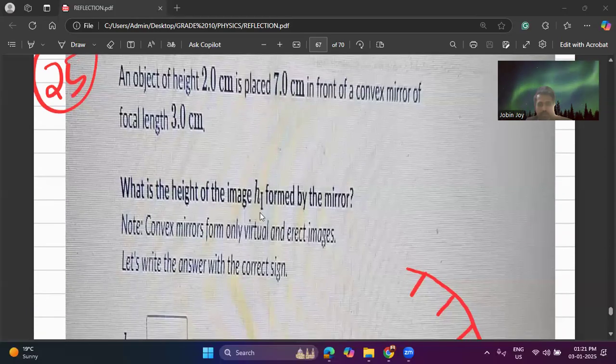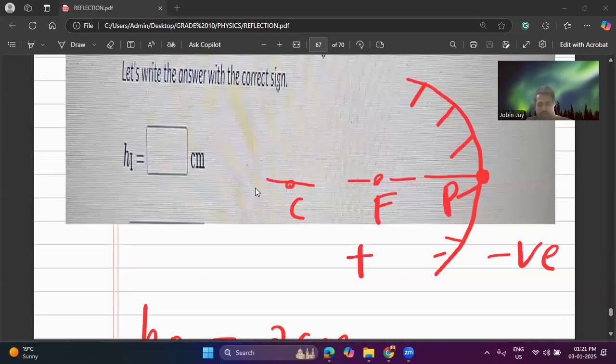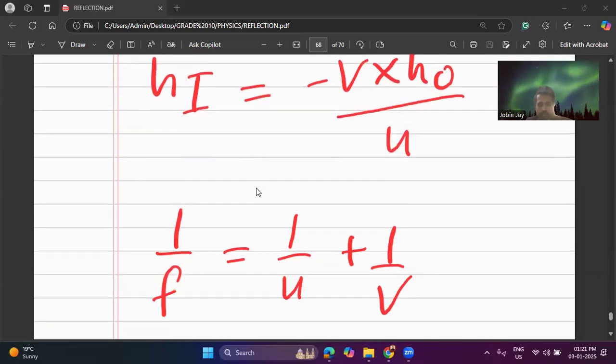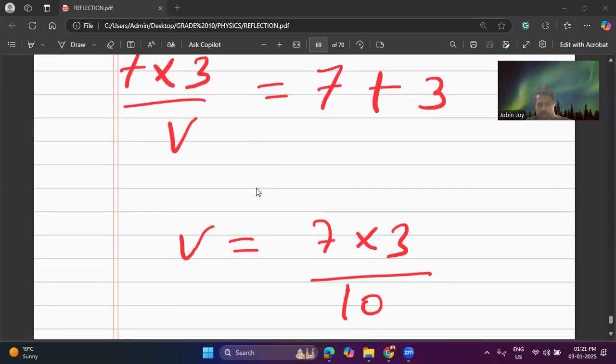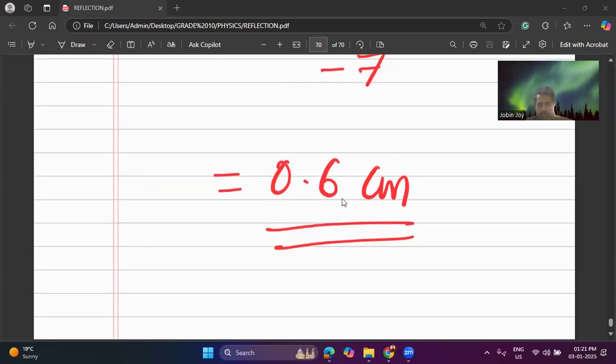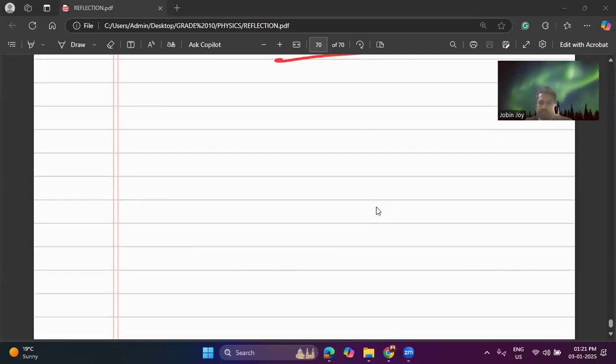Here you have to calculate hi. All the data are given. Solving it, finally you will get the answer. Hi will be equal to 0.6. Height of the image is equal to 0.6 centimeter.